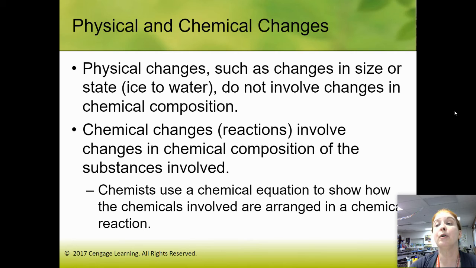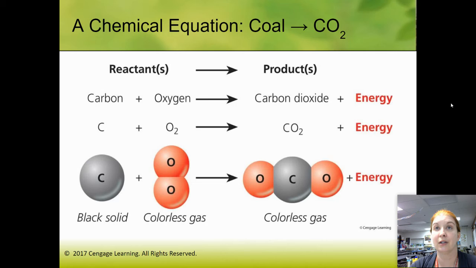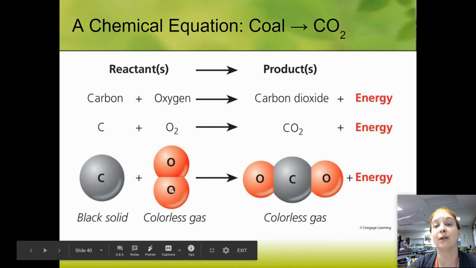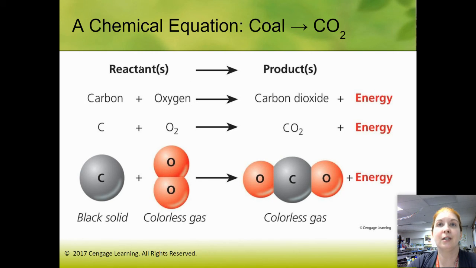So chemists use a chemical equation to show how the chemicals involved are arranged in a chemical reaction. So here we go. Reactants react. Nice and easy to remember. So that's what goes into a chemical reaction. So here we have carbon and we have O2. So we have a carbon atom and we have an oxygen molecule, and it's a molecule because there's more than one. Then our products are produced. This is what comes out. So this is our ingredients and this is our finished cookie. So it makes carbon dioxide or CO2 and energy. Hooray!